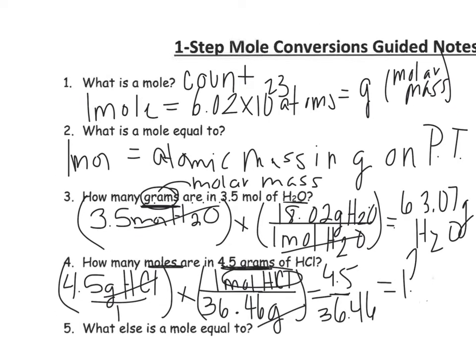Oops, I'm screwing this all up. Okay, I'm sorry. All right, we get 1.23 moles of hydrochloric acid. Okay, so what else is a mole equal to?